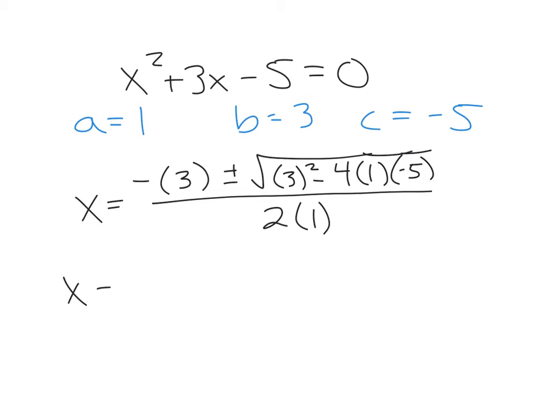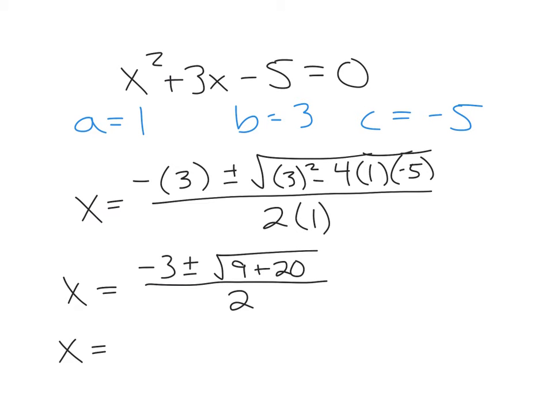When we simplify this by hand, we have negative 3, plus or minus the square root of 9 minus 4 times 1 times negative 5. That ends up being a positive 20, divided by 2 times 1, which is 2. So we simplify 9 plus 20, and that's negative 3 plus or minus the square root of 29. The square root of 29 does not come out to a nice whole number, and 29 is a prime number, so we are going to leave our answer just like this.